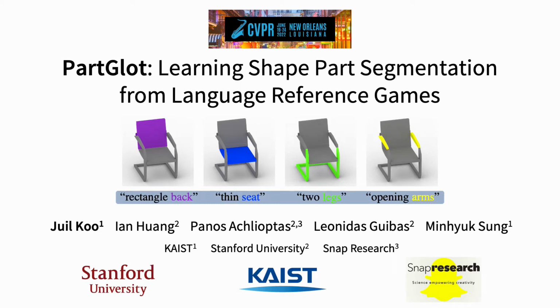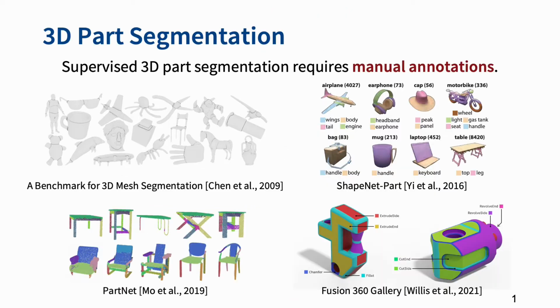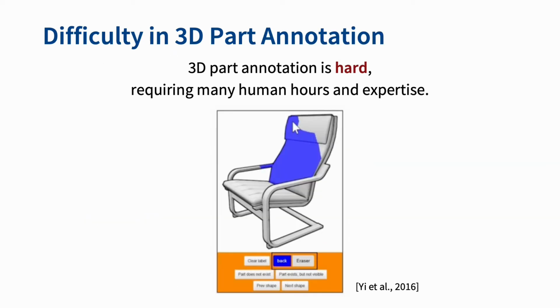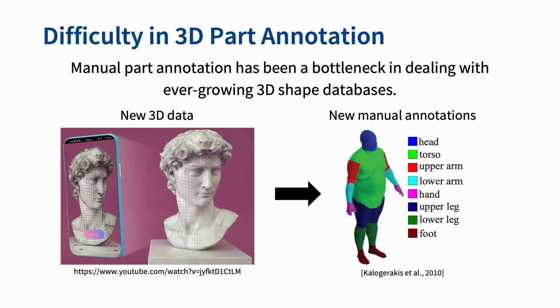We introduce PartGlot: learning shape part segmentation from language reference games. 3D part segmentation is an essential task in many applications. However, typical supervised methods require manual part annotations on 3D shapes. Annotating parts on 3D shapes is a non-trivial task that requires lots of human hours and expertise. And such a challenge in annotation has been a bottleneck in dealing with diverse shapes amid the massive increase in the demand for parsing 3D shapes.